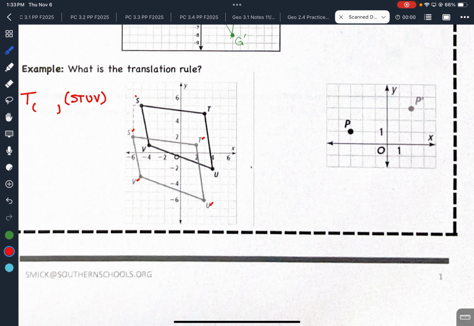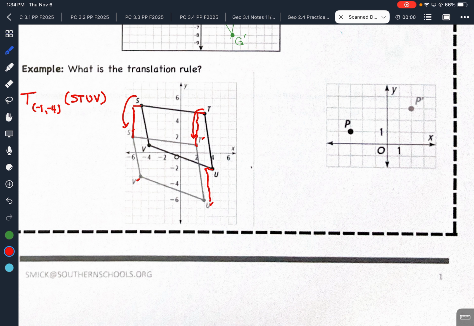So I've got to go from S to S prime. Could I pick to go from T to T prime? Yeah. Does it matter which one I pick? No. So I'm going back 1, so that'd be -1. And down 1, 2, 3, 4. So -4. So my check is do it from every one of them. Back 1, 1, 2, 3, 4. Back 1, 1, 2, 3, 4.